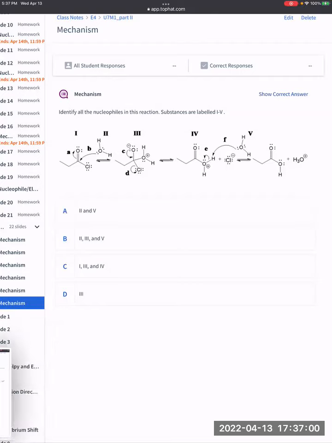Okay, so that's how we analyze a mechanism. Right? You can be given a mechanism and asked to find the bond breaking and bond forming errors, and also you can be asked to find the intermediates, and you can be asked to find the role of some substances there, some molecules there. Some of them act as intermediates, some of them are reactants, some of them are catalysts, and some of them are products. And then we can talk about which ones are acting as nucleophiles and which ones are acting as electrophiles in a given reaction.